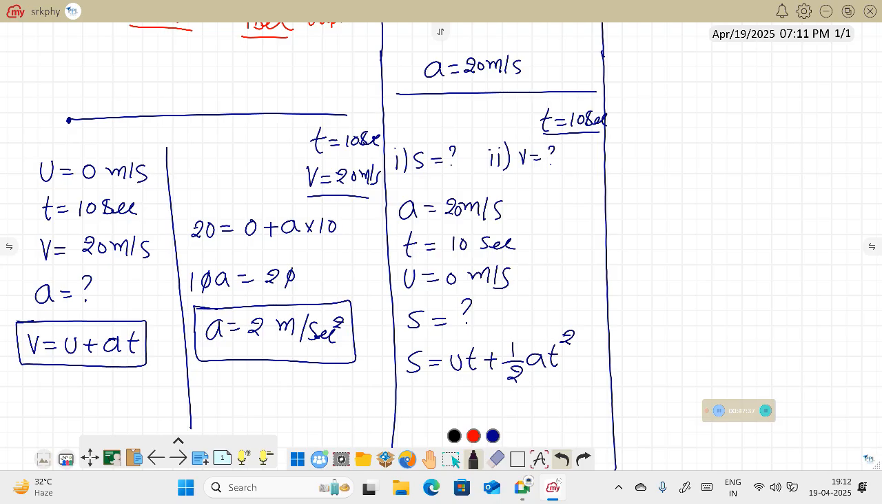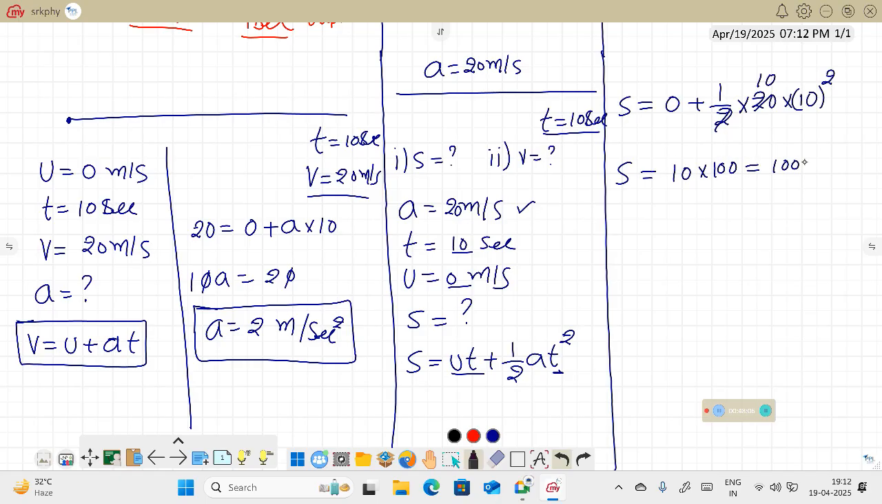Apply here. What value are they asking to find? The u value, how much? 0. 0 into this one, 0. 0 plus half into, what is a? Acceleration is given, 20, into time. How much time is given? After 10 seconds they are asking, so 10, but we have a square, so 10 squared. If you solve this, 10 times 10 is 100. Yes or no? 10 squared means 100. That is equal to 1000 meters, nothing but 1 kilometer.